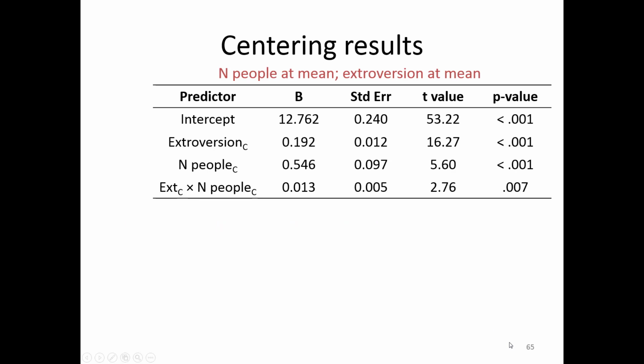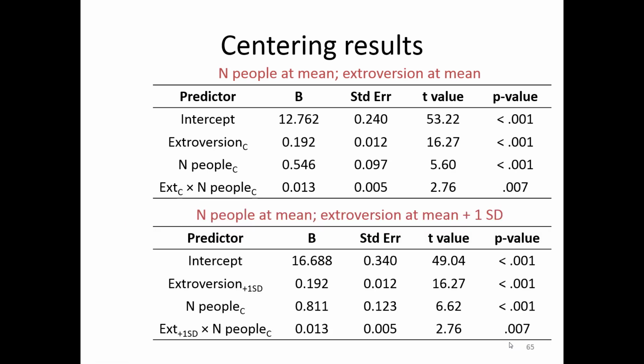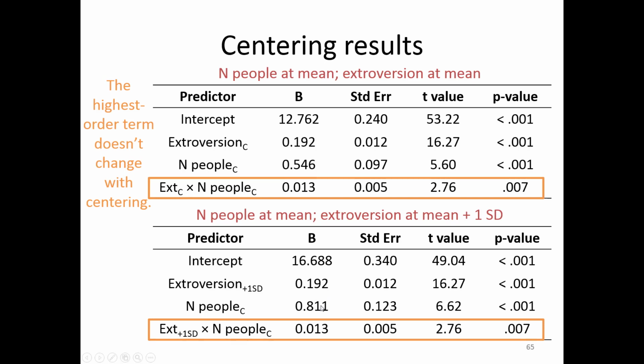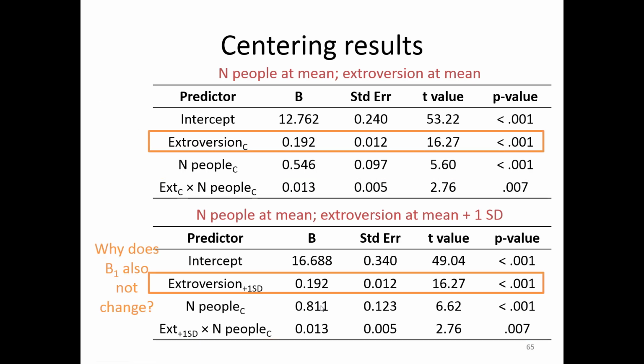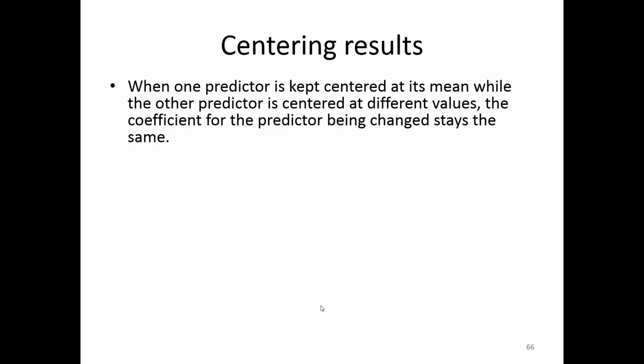Okay. So here's our model with the mean-centered values, and then with extroversion at the mean plus 1 standard deviation. Okay, so note that the extroversion coefficient didn't change, the other coefficient changed that we didn't center at different values. Okay, so the highest order term doesn't change with centering, but why does B1 also not change? Okay, so when one predictor is kept centered at its mean while the other predictor is centered at different values, the coefficient for the predictor being changed actually stays the same.